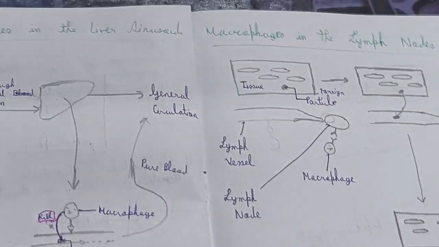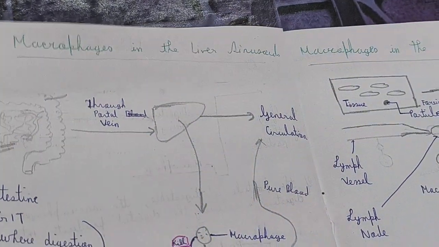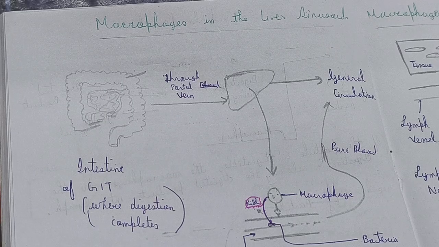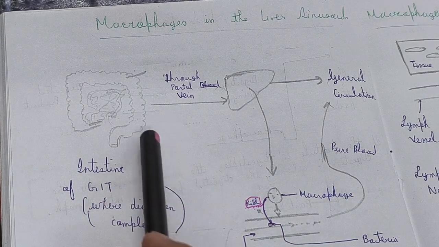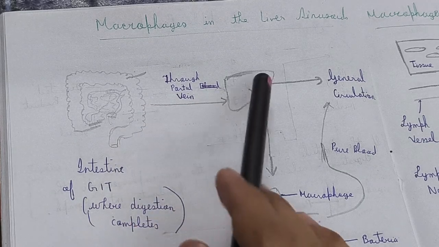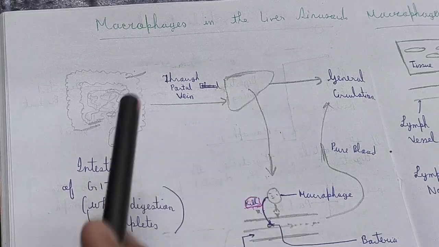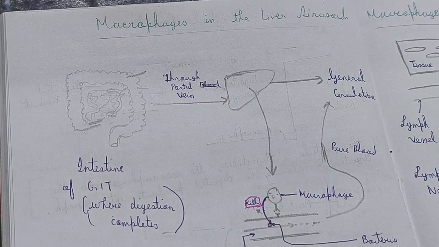So friends, now I am going to explain about the macrophages in the liver sinusoids. You all know that in the intestine of the GIT, digestion completes, and then the blood goes into the liver through the portal vein, and then it goes into the general circulation. But in the liver, this blood passes through the liver.